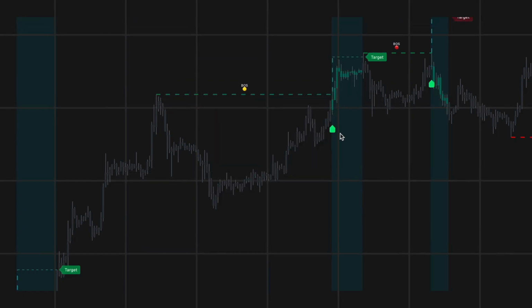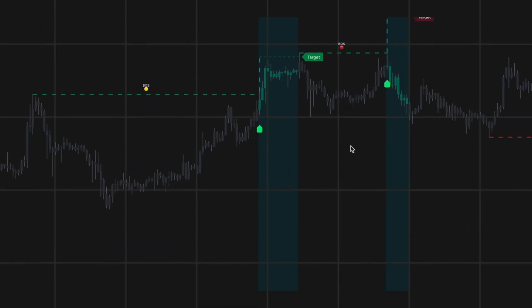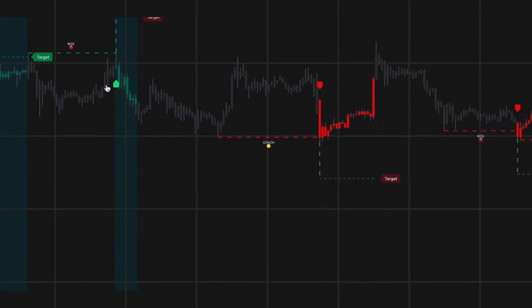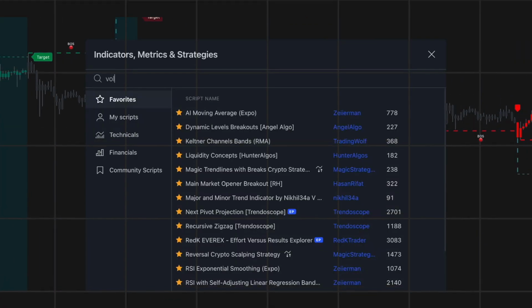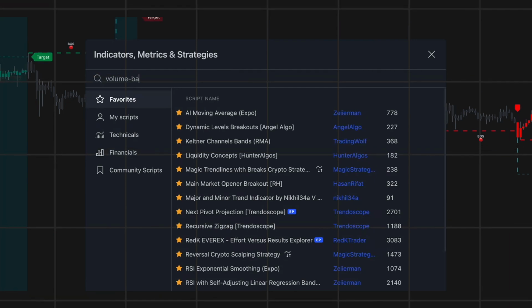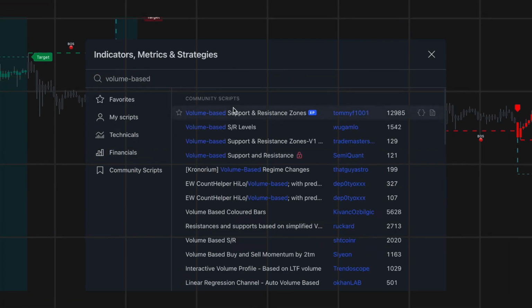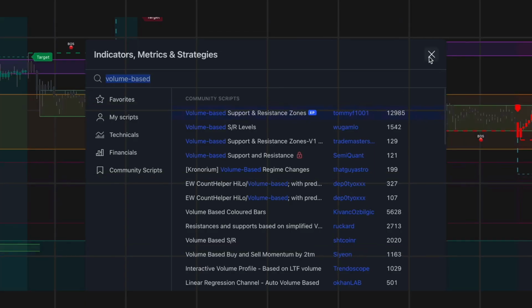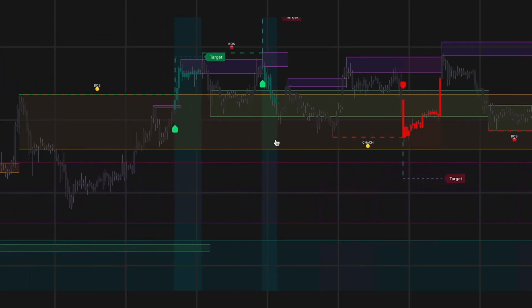Let's build a profitable trading strategy with the Smart Money Breakouts tool. For that, we'll need to add one more effective indicator to the chart. This indicator is called Volume-Based Support and Resistance by Tommy F. 1001. This indicator will take so much work off your shoulders. You will no longer need to manually draw key levels.